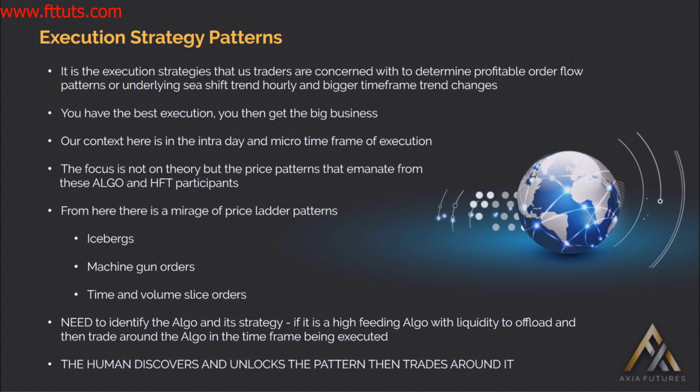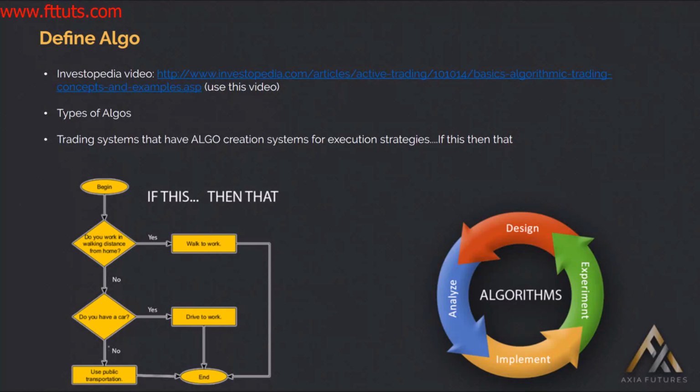Remember, the human discovers and unlocks the pattern, then it's our ability to trade around it. The human has an incredible ability to pick up patterns in everyday life, whether it's a pattern with a friend or a lover, a pattern when you're playing a particular type of sport, a particular type of football formation, or a particular rugby maul that's going on as it sucks in defense. We're trying to understand and unleash patterns, and in the marketplace it's no different. It is our human ability to really discover and unlock these patterns, and therefore trade effectively around them.